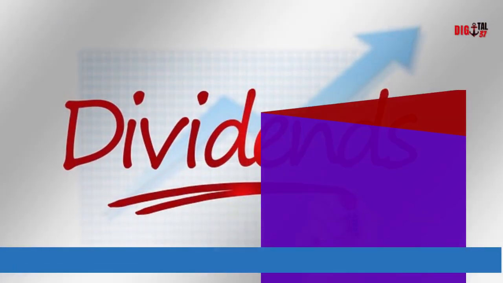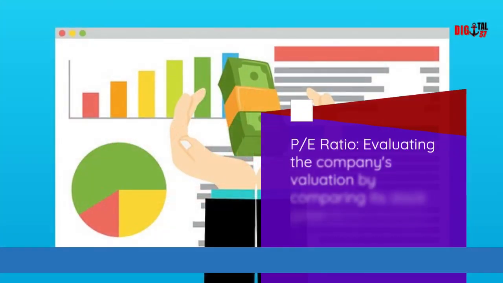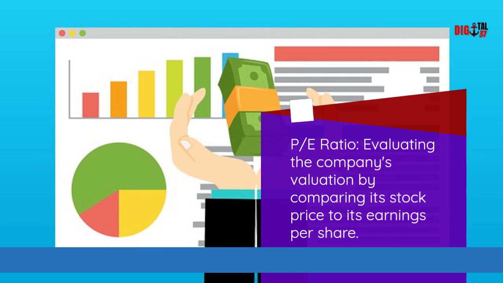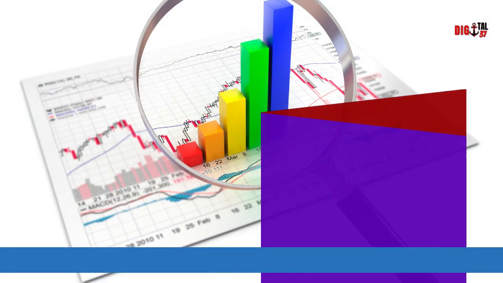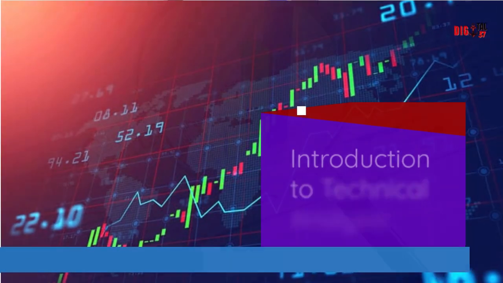shares. Dividend yield: assessing the return on investment through dividends by comparing the dividend per share to the stock price. P/E ratio: evaluating the company's valuation by comparing its stock price to its earnings per share. Industry and economic analysis: understanding broader economic trends and industry-specific factors that could impact a company's performance.